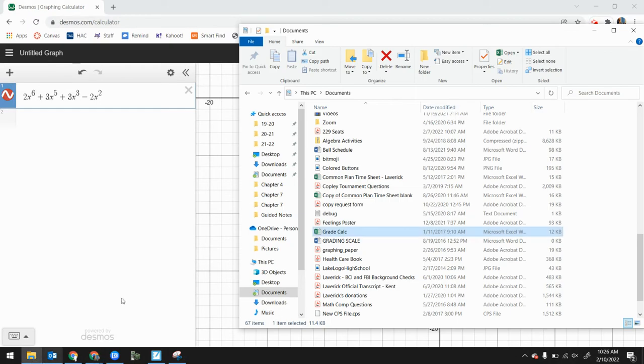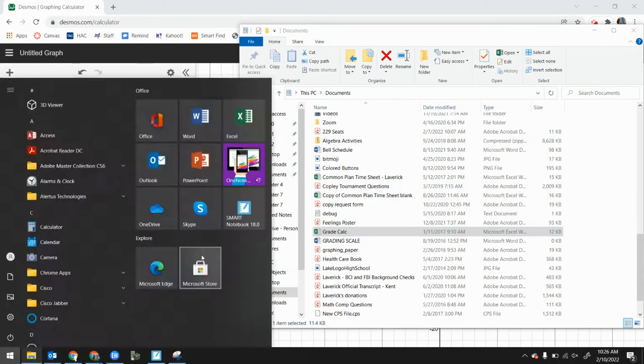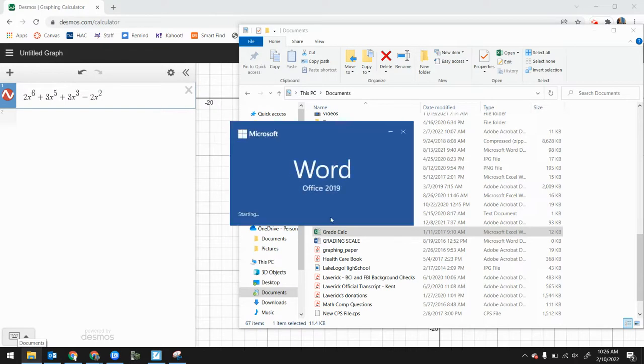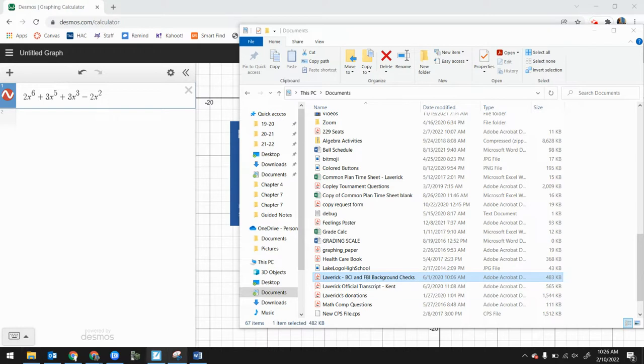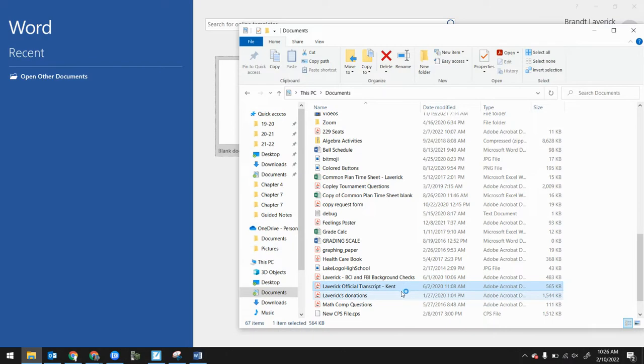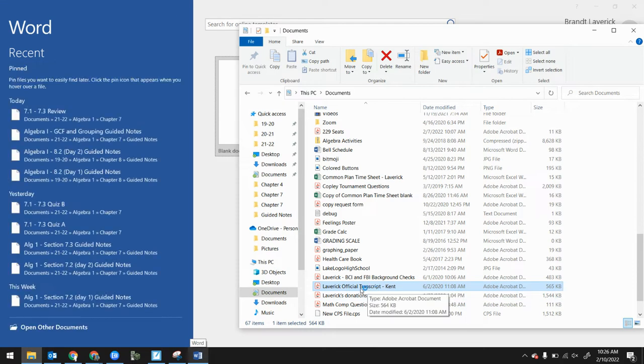Know that if you are in a Word document, let me just open up a Word document as well. Hey, look, there's my background check. Look, that makes sure I'm not a criminal. Look at all my messy files. Healthcare book. There's my official transcript from Kent. You want to see all my grades? Let's see. I think I got all A's. It's taking too long to load.